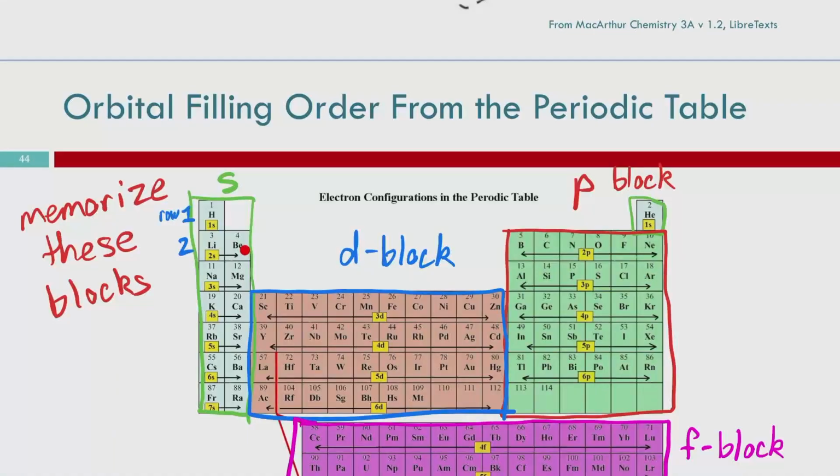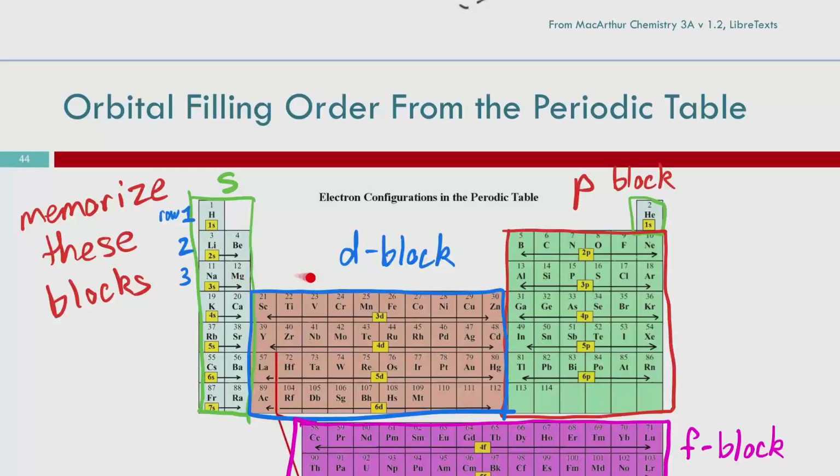After beryllium, we jump across our D block. So we jump from beryllium to boron, which is our P block. So that's why on boron we're filling in 2p. We're in row 2 in the P block, so we're filling in 2p for these 6 elements. After 2p, after neon, we jump over to sodium. What row are we in? We're in row 3. So we're filling in 3 in the S block, so 3s for sodium, magnesium.